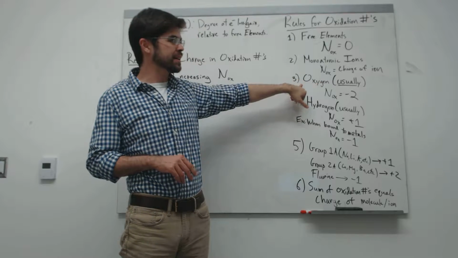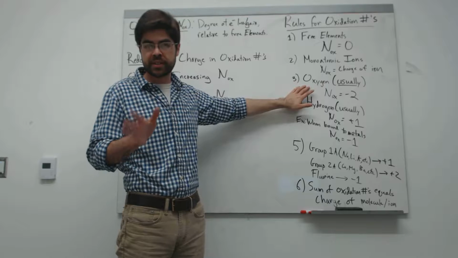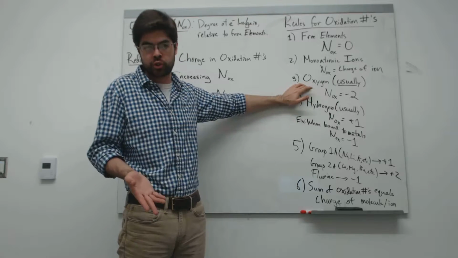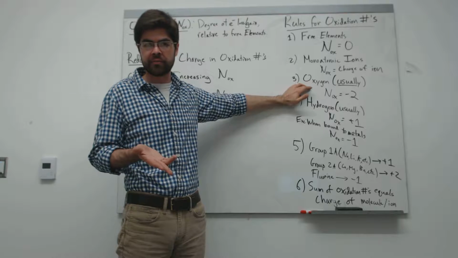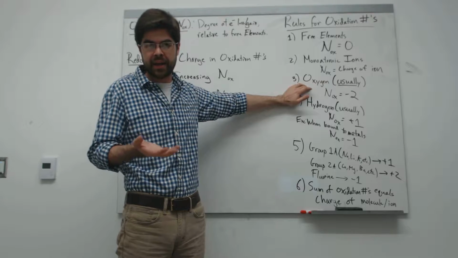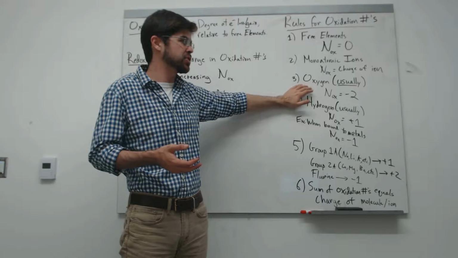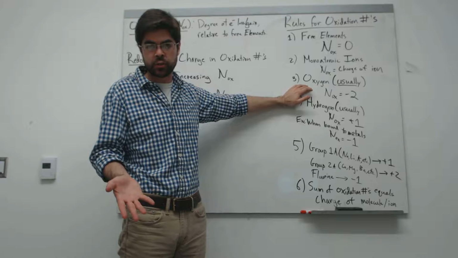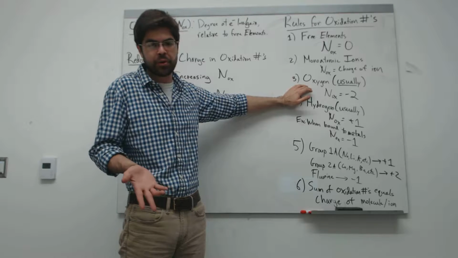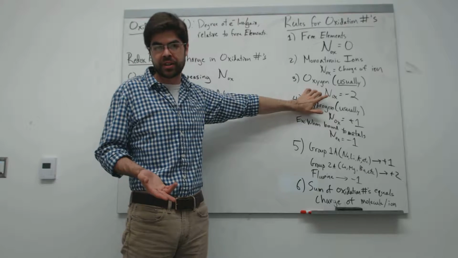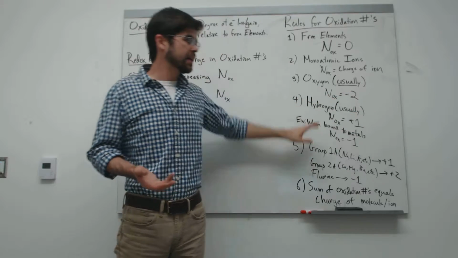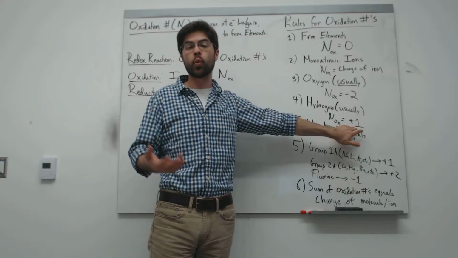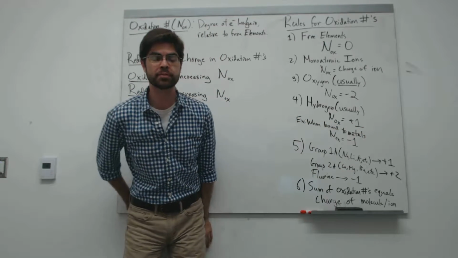This one is a little hand-wavy, but it's usually safe to assume that oxygen will have an oxidation state of -2. There's only a small handful of exceptions. In peroxides, like hydrogen peroxide, oxygen has an oxidation state of -1, but in most of the compounds you will see, which are not peroxides or superoxides, oxygen will have an oxidation state of -2. Hydrogen will also usually have an oxidation state of +1. There are relatively few exceptions to that.